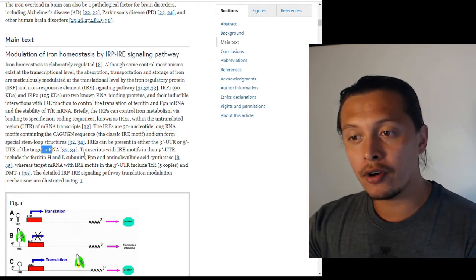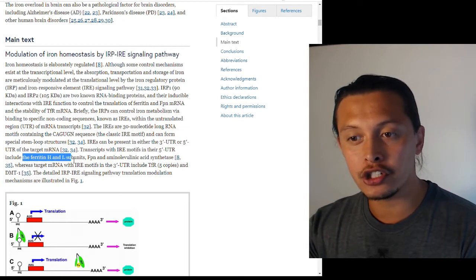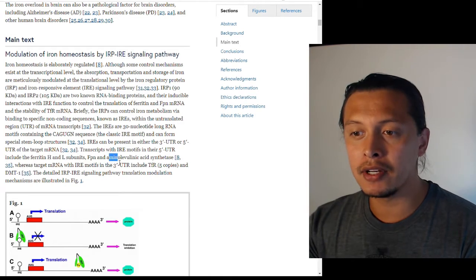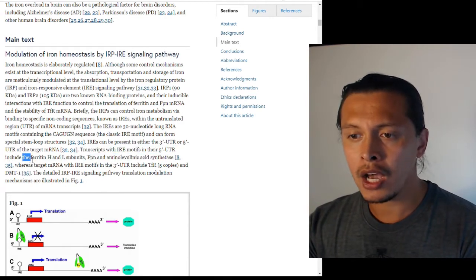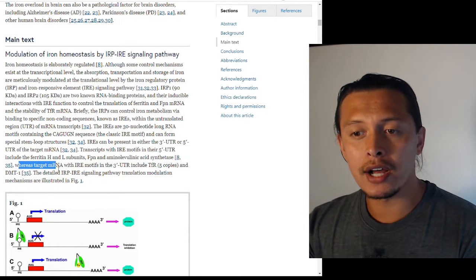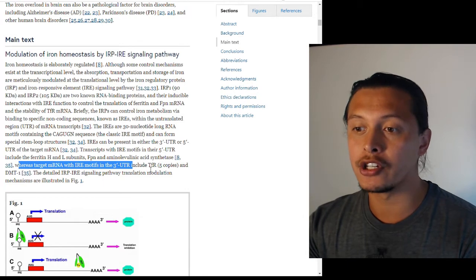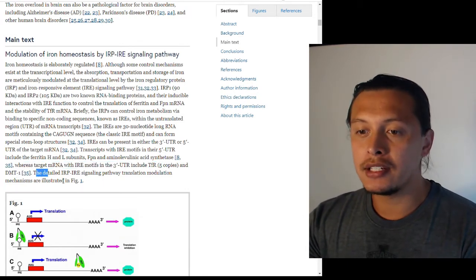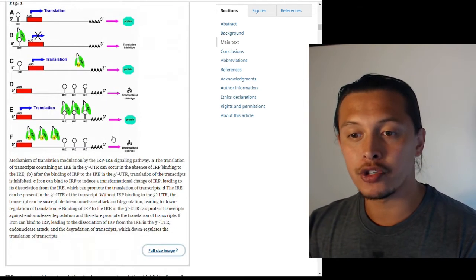Transcripts with IRE motifs in their 5' untranslated region include the ferritin H and L subunits, ferroportin, and aminolevulinic acid synthase. Don't worry too much about this. Whereas the target mRNAs with the IRE motifs in the 3' untranslated region include the transferrin receptor and DMT1. And the details of the IRP-IRE signaling pathway translation modulation mechanisms are illustrated in Figure 1.